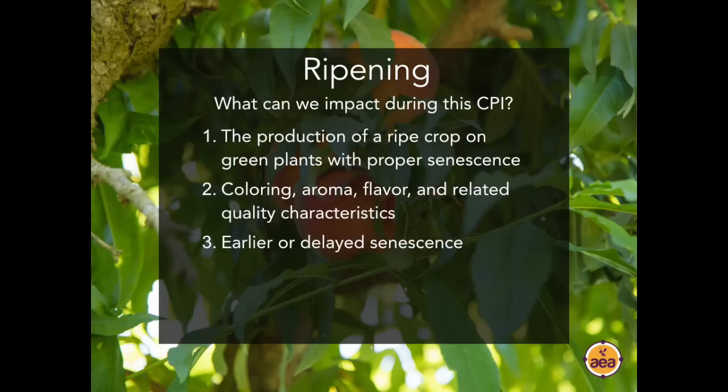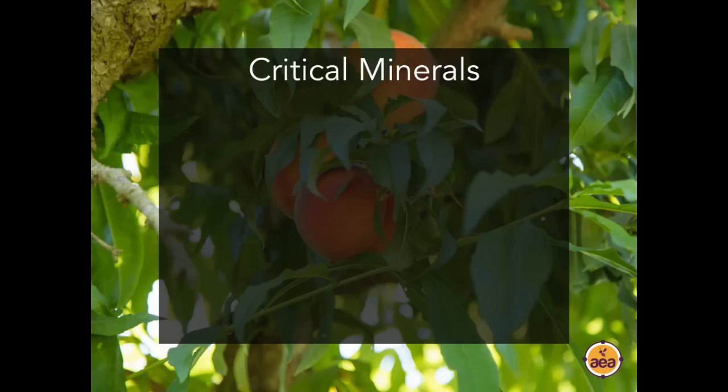So ripening, factors we can influence: green plants, proper senescence, quality characteristics, and speeding up or slowing down senescence based on how we manage nutrition. The critical nutrients that we need to manage during this ripening period to have this effect. The first one is boron. Boron is the sugar translocation engine and switch.